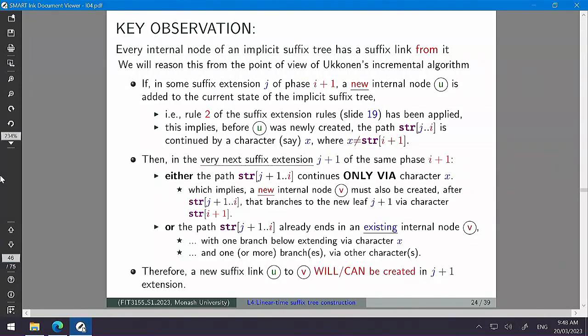In which case, every time you're creating a new one, you're resolving it in the next extension, and you never ever create a new one in the last extension, which means that all internal nodes will have a suffix link as you're generating them. That is at least the agenda. Does it make it clear in your head, even if the details might still be unclear? Okay.